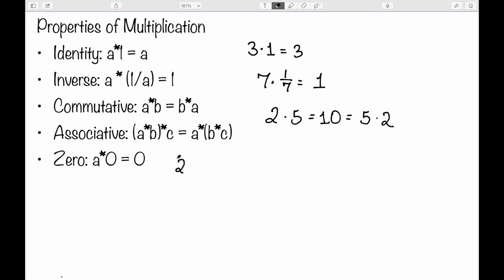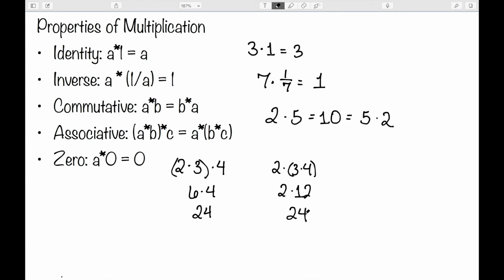For associative, if I do (2 times 3) in parentheses, all times 4, 2 times 3 is 6, and 6 times 4 is 24. On the other hand, if I change the parentheses around, 3 times 4 is 12, and 2 times 12 is 24. And for our 0 property, we can do something like 9 times 0 equal to 0.